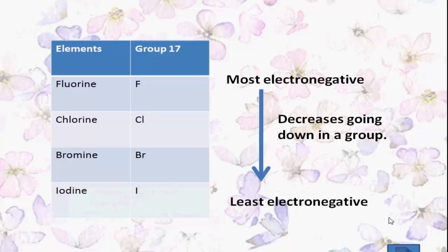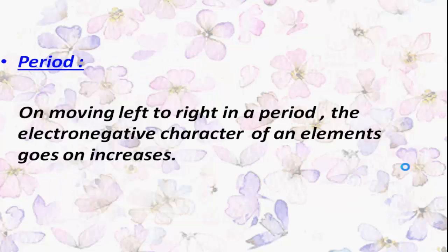So friends, now let's understand what happens to the electronegative character in a period in the modern periodic table. When we move from left to right in the period, the electronegative character of an element goes on increasing. As friends, when we move from left to right, we move from metals to non-metals. As we have discussed earlier, metals are the most electropositive elements and non-metals are the most electronegative elements. So by this concept also we can conclude that the electronegativity of the elements goes on increasing from left to right.